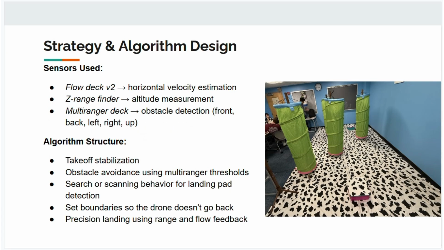Okay, so we'll start with the algorithm structure. The drone takes off and stabilizes at a defined height. After this point, the multi-ranger deck is used to avoid obstacles within set thresholds, since this controls obstacle detection. And then for the search and scanning behavior, we use the Z rangefinder, which measures altitude. Now, along with avoiding obstacles, we also set boundaries for the drone in the X and Y direction so that the drone can search a more precise area. Lastly, it uses the range and flow feedback to land accurately. Also, the picture on the right is the actual arena that was used in class.